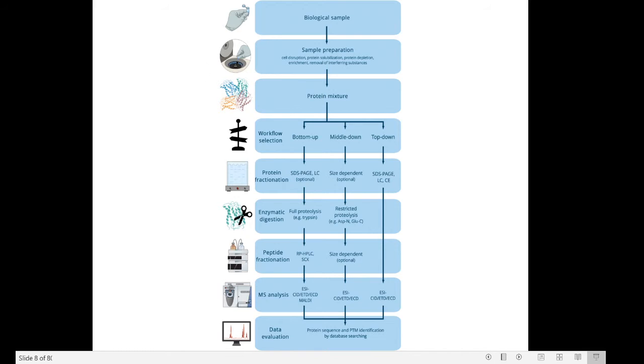First is sample collection, then sample preparation. In sample preparation, you can do cell disruption, protein solubilization, protein depletion, enrichment, removal of substances. These are all basic experiments which help to improve your research quality and your results. Then, now you have the protein mixture.